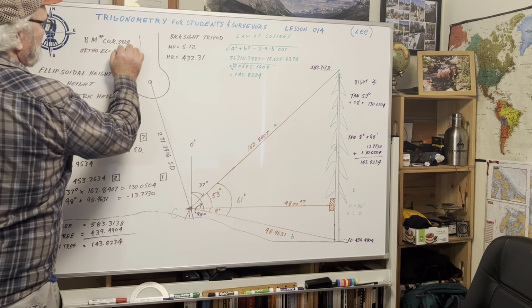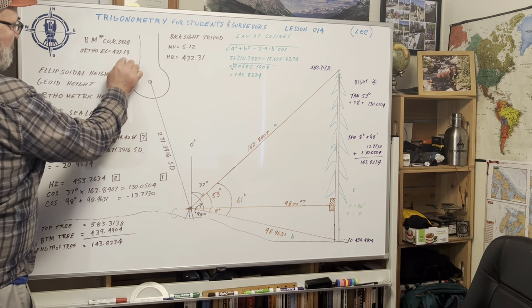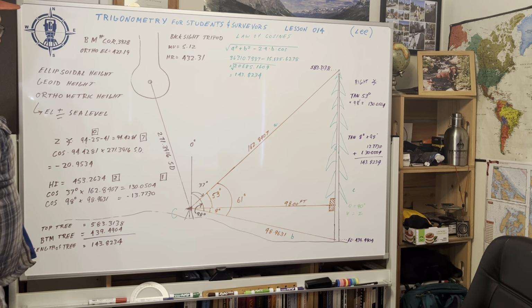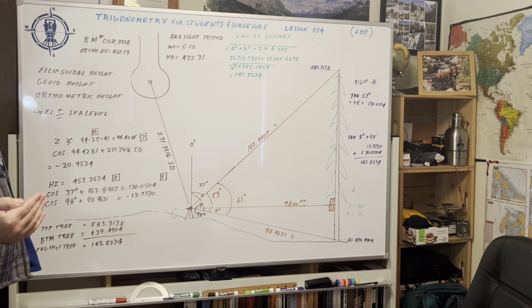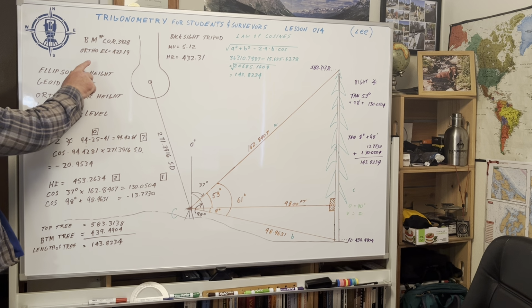And their number is 3928. That's just a random number I pulled out. And the ortho elevation is 427.19. Now, I don't want to go that far into what ortho is, but if you look it up, there's ellipsoidal height, geoid height, and orthometric height. For the sake of our argument, we're just going to call orthometric height the elevation plus or minus sea level. All right, so that's going to be our ortho height.